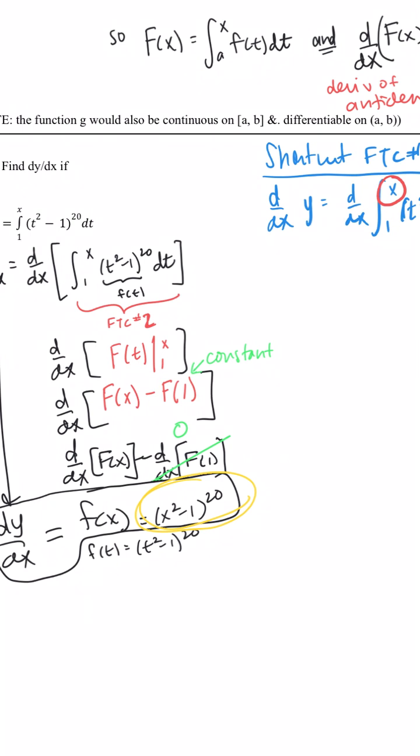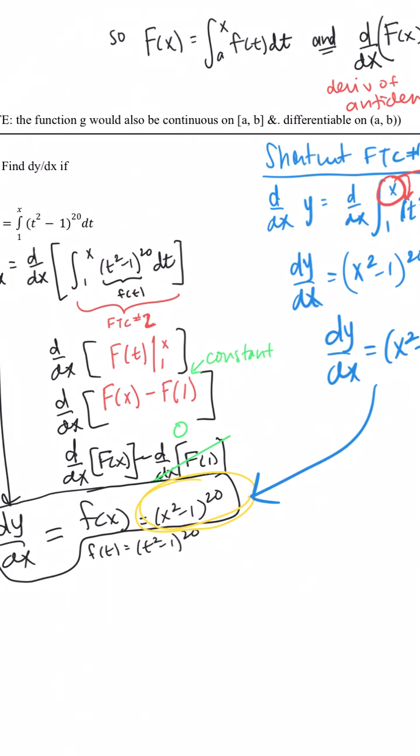As long as I'm starting at a number and I'm going only to x, or just a variable there, then I'm going to plug that in here for t. And so I'm going to say dy/dx is equal to (x squared minus 1) to the 20 times dx/dx. Well, that's just 1. And so then dy/dx is (x squared minus 1) to the 20, which is what we said down here. We'll do a couple more examples, and it'll become more clear. You can do it algebraically, but it's just kind of cumbersome.